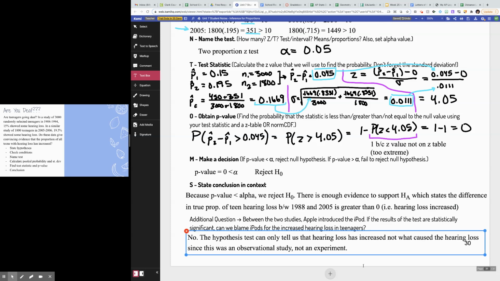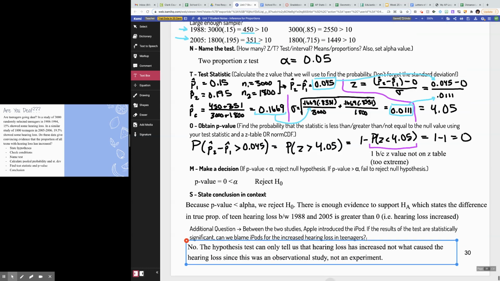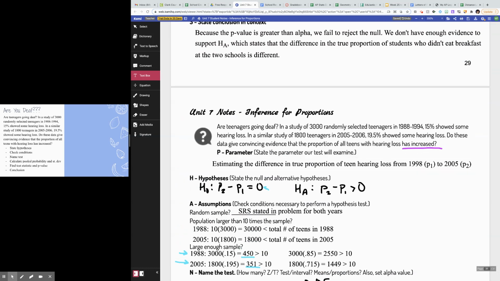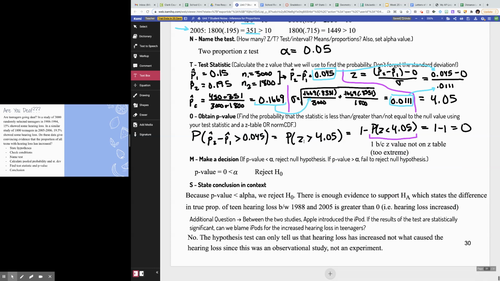The reason we can't tell what caused the hearing loss is because, if you go back up to the problem, this was an observational study, not an experiment, okay? We can only assign cause and effect relationships when we're dealing with an actual experiment, not an observational study, all right?